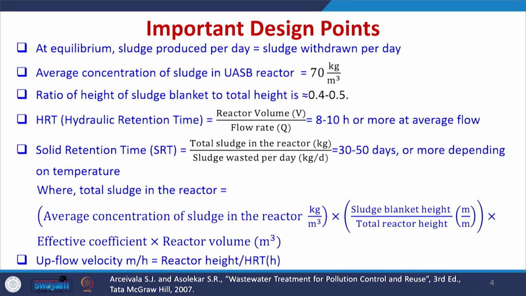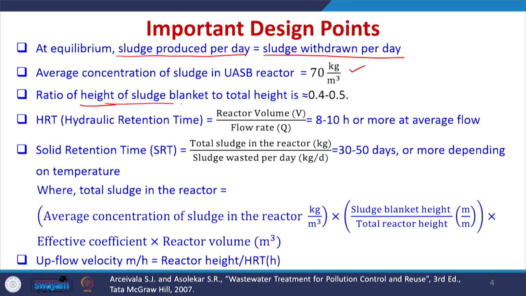Now, some of the important design considerations are that at equilibrium the sludge produced per day will be equal to sludge withdrawn per day. So, we have to see that a sludge removal mechanism is there, and whatever sludge is produced per day, that much sludge has to be withdrawn per day. The average concentration of the sludge in the USB reactor may vary, but it may be in the range of like 70 kilogram per meter cube.